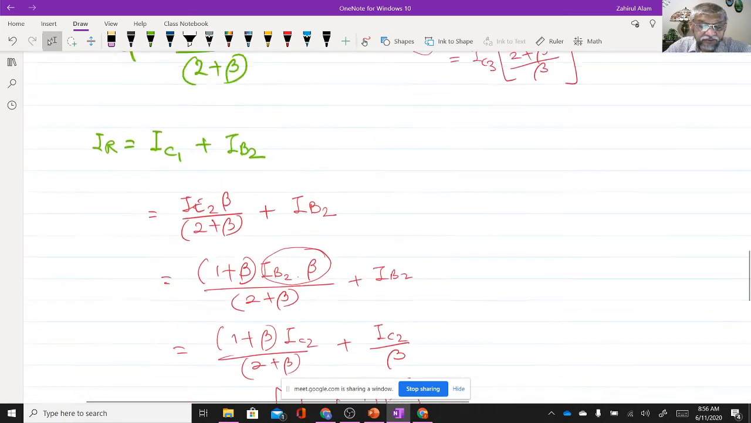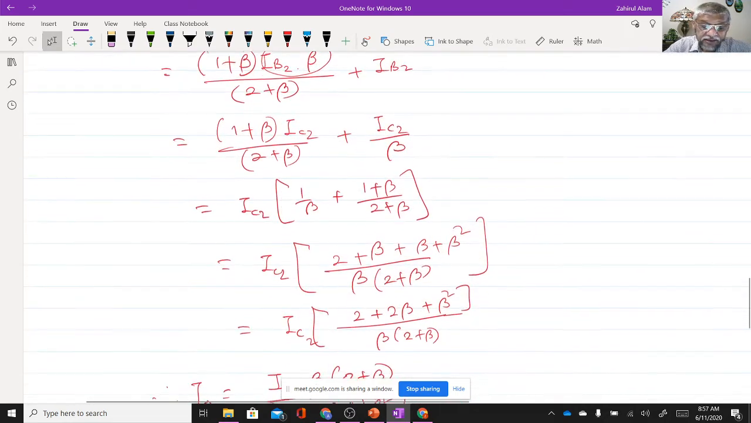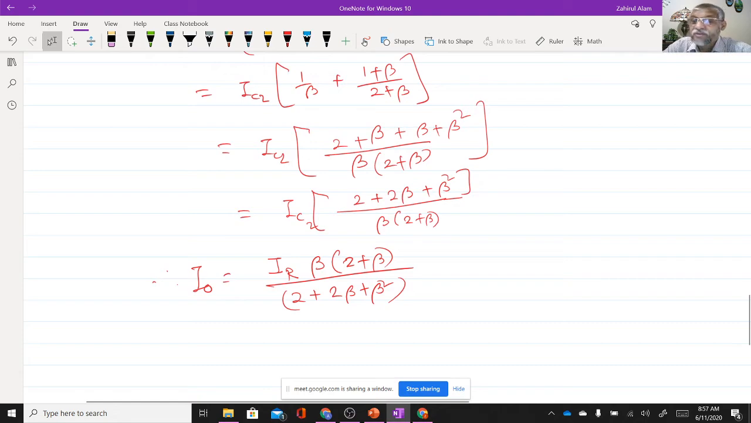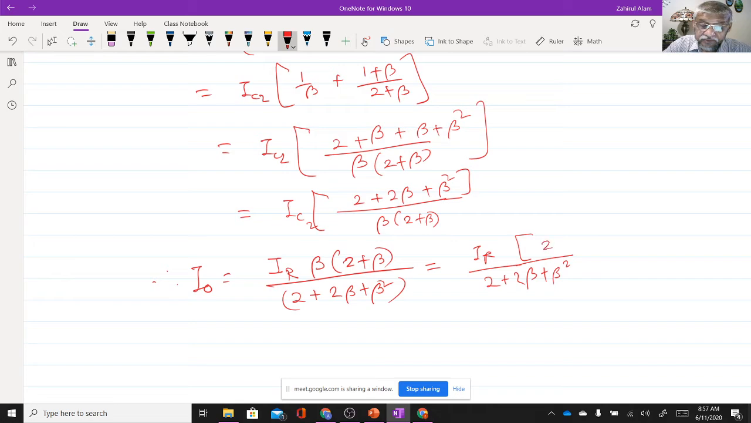Now, we can just apply KCL, after that we follow the steps one by one. Now I can also write this one. So for example, IR times (2 plus 2 beta plus beta square). So this is equal to 2 beta plus beta square.